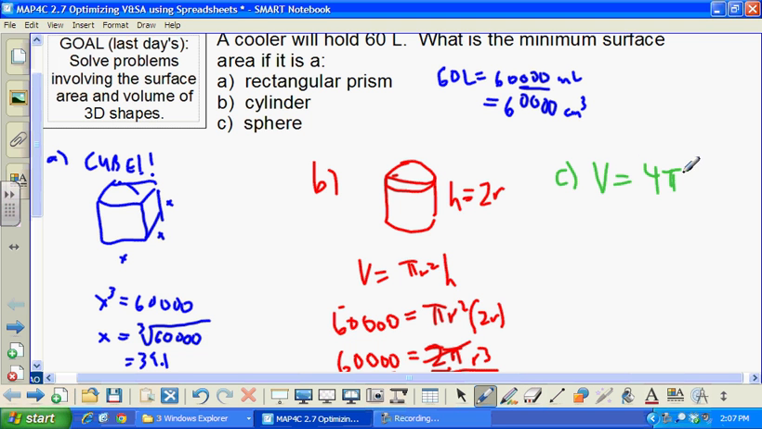The volume is 4 pi r cubed divided by 3. And again, we want to take the cube root. We have to solve for r before we can take the cube root, so we have to get rid of all these other numbers. First thing I'm going to get rid of is this big divide sign. Divided by 3, I'm going to multiply by 3 on the other side. So that's 180,000 there.